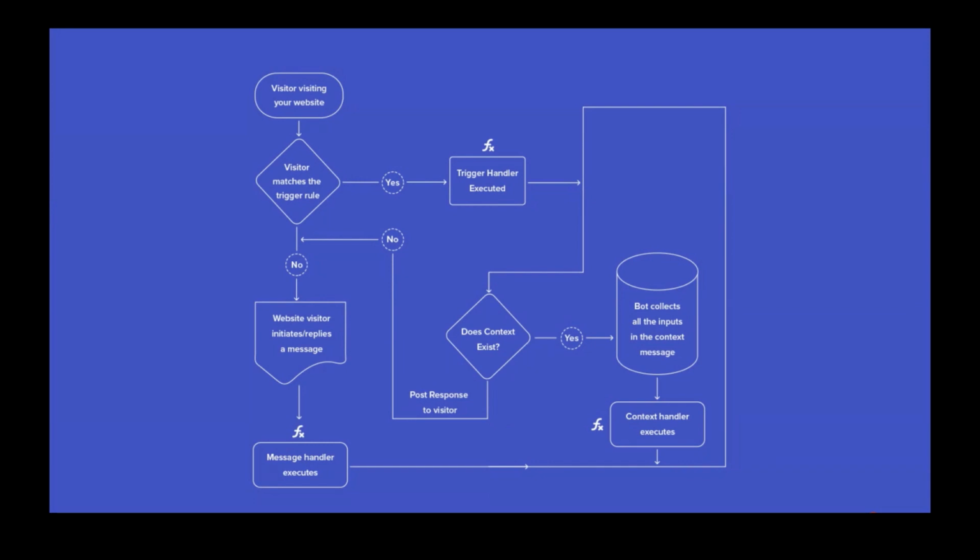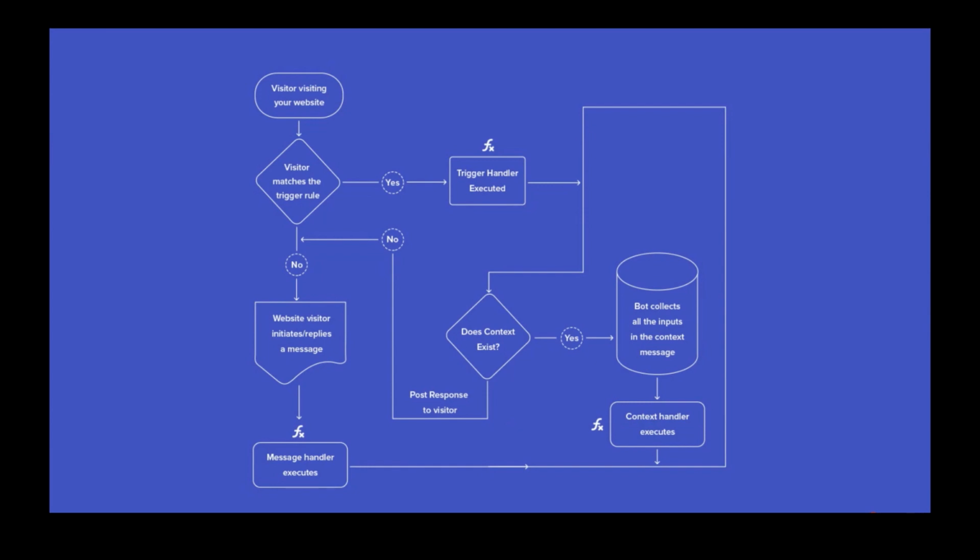When the visitor sends out a message, the message handler will come into play. It checks if the context in the message exists, and if it does, it collects all of the inputs that it can find in the message. Otherwise, it looks for another message that matches the existing context. Once the message handler is successfully executed, the context handler will be invoked. This will perform actions on behalf of the visitor on the back end. So the three handlers are the backbone based on which the Zobot functions.